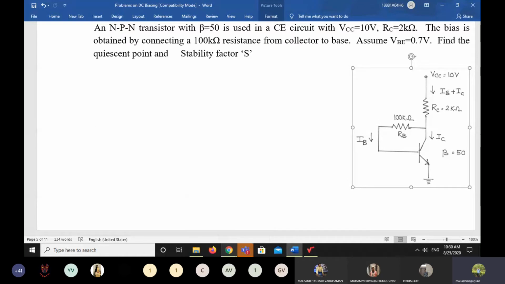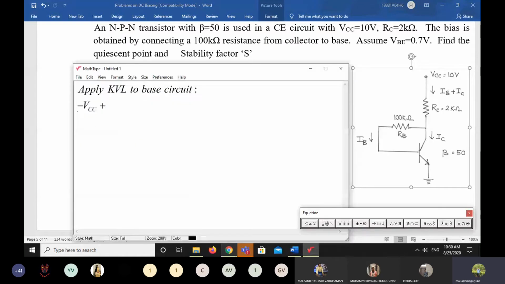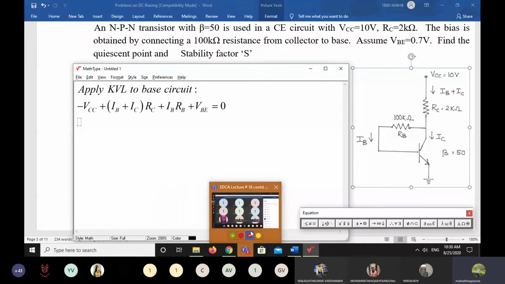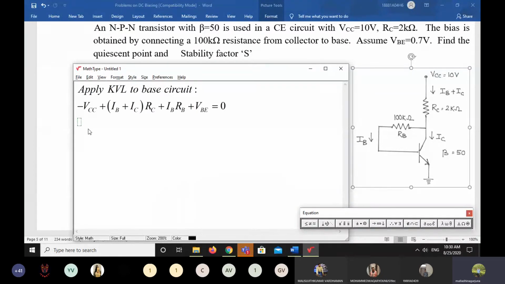So minus VCC plus IC into RC, plus IB into RB, the base resistor, plus VBE equal to 0. Finally, this is the equation we get.